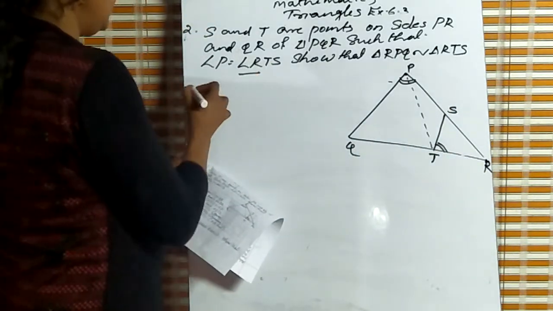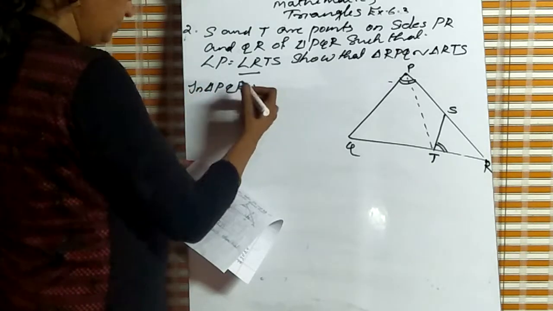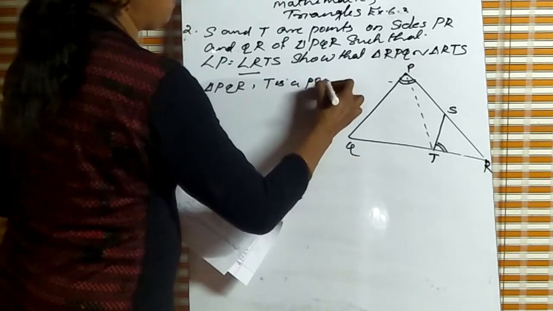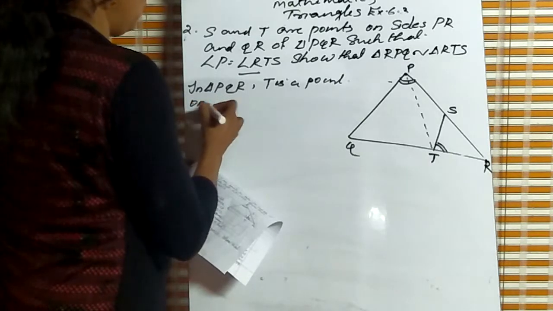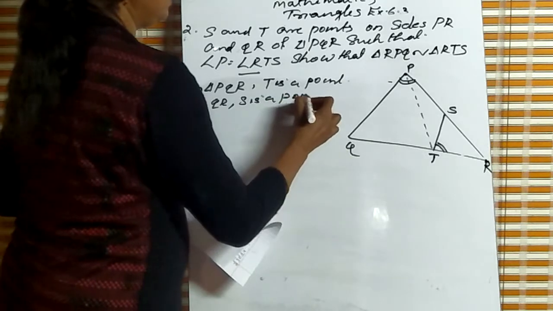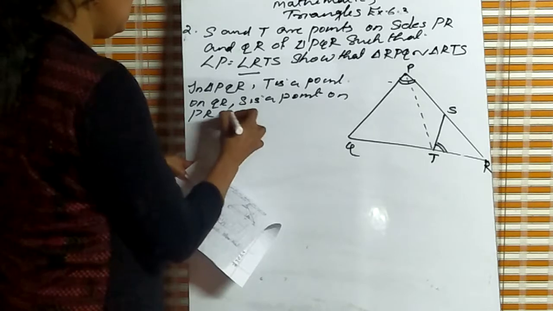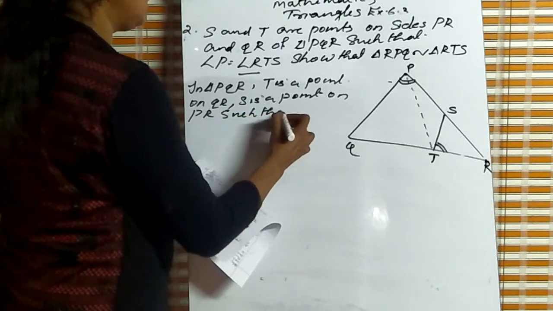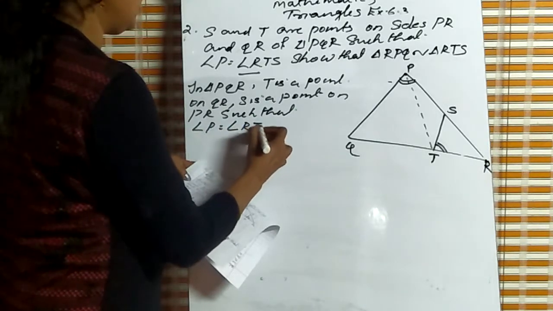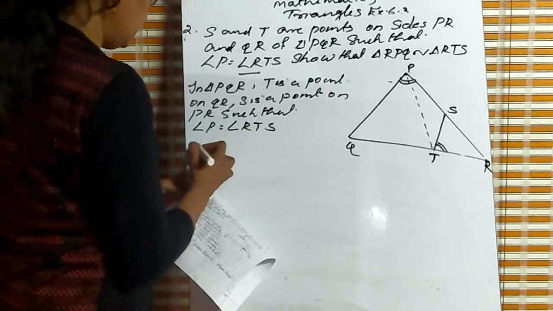For that, in triangle PQR, what is given here? T is a point on QR. S is a point on PR, such that, what is given? Angle P is equal to angle RTS. We have to show that RPQ and RTS are similar.